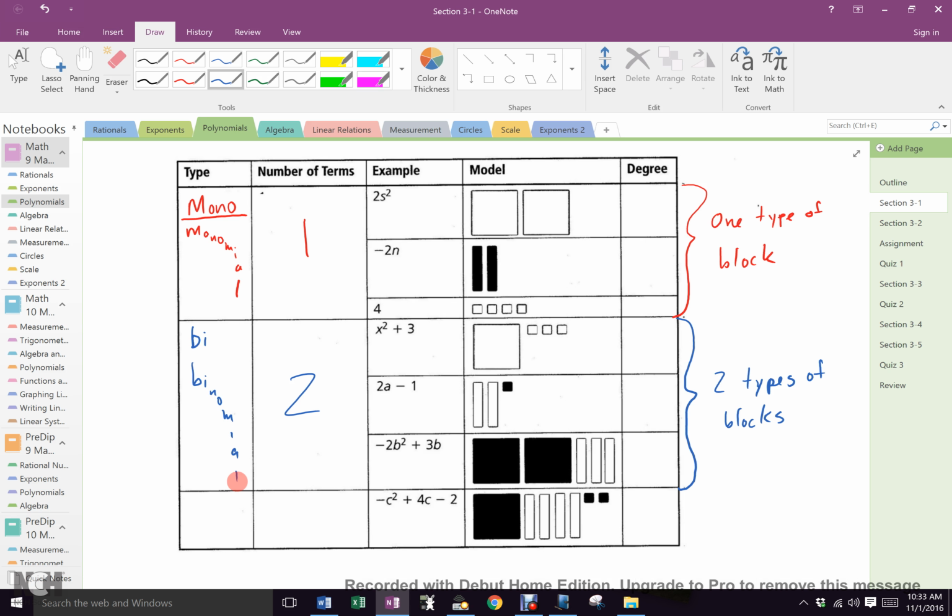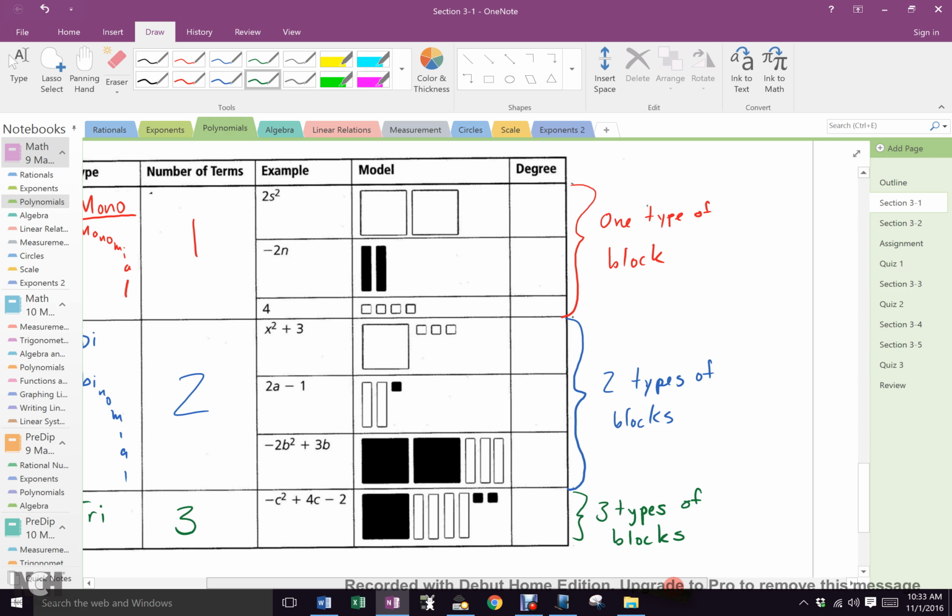What's the third one going to be? Trinomial. And how many terms is it going to have? 3. Because it uses 3 types of blocks. Binomial uses 2. Trinomial uses 3. Now, after 3, there's no special names. They're just called a polynomial. Because there's no way to draw any more terms. And math guys are lazy.